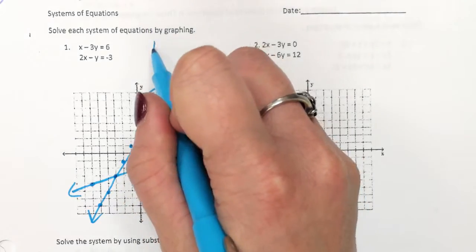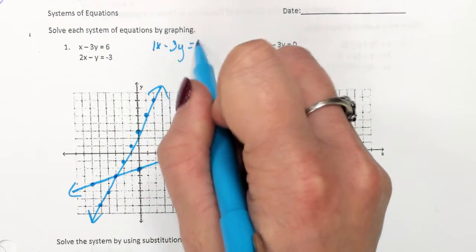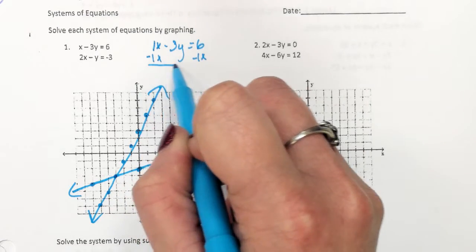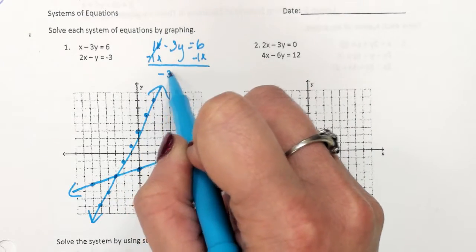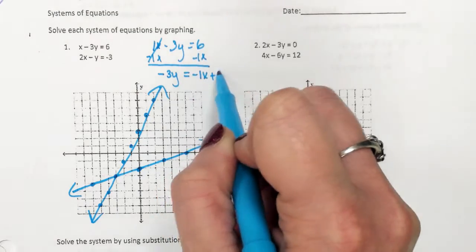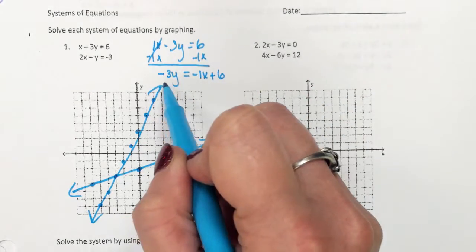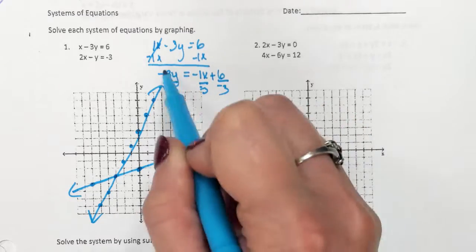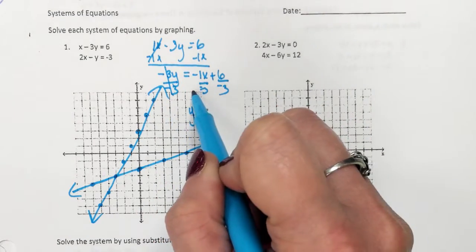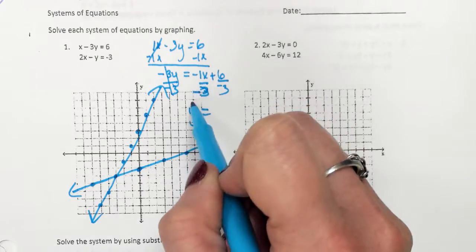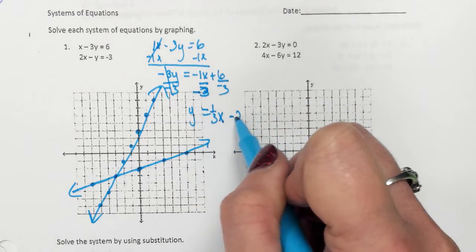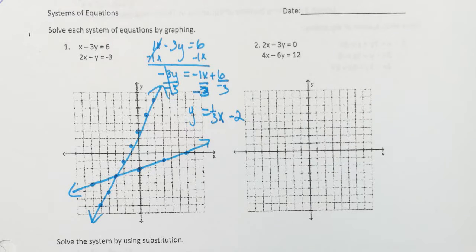Okay, so you have 1x minus 3y is equal to 6. So we're going to subtract 1x. So you have negative 3y is equal to negative 1x plus 6, right? And you divide by negative 3. And so that's y is equal to 1/3 x, since 2 negatives make a positive. 6 divided by negative 3 is negative 2.